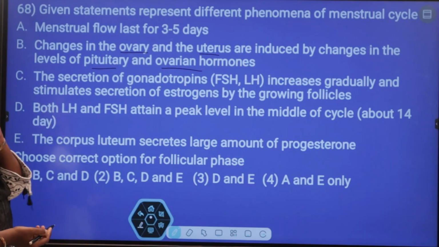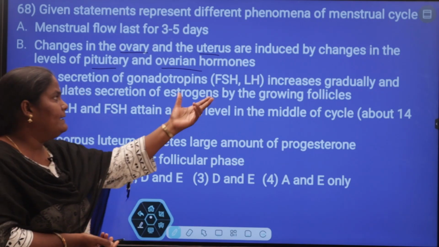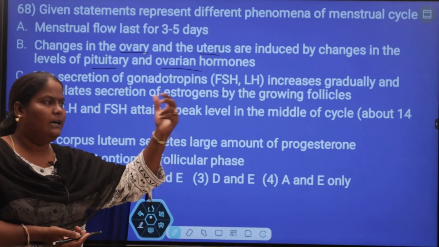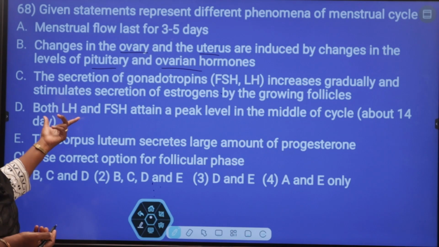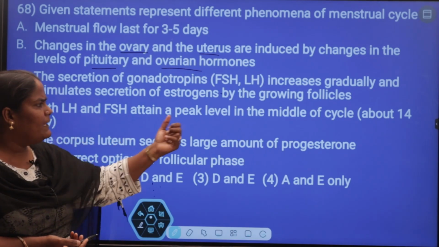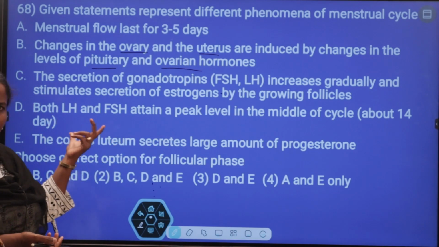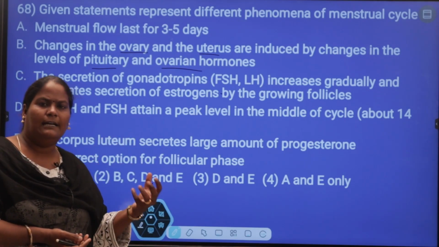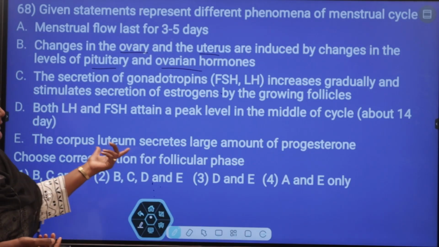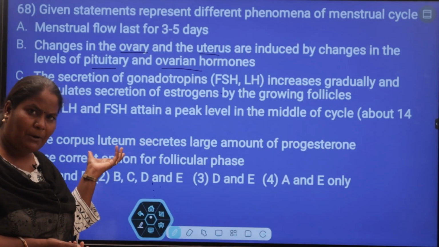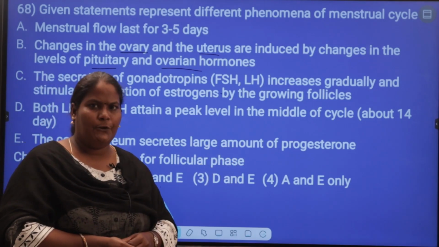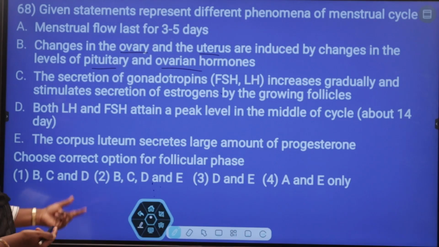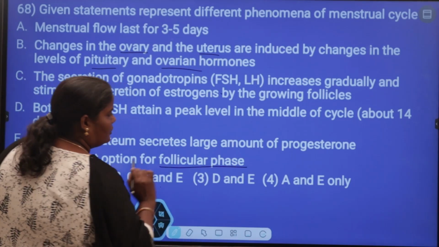Next is the secretion of the gonadotrophins, FSH and LH from the anterior pituitary. It increases gradually and stimulates the secretion of estrogens from the developing growing follicles. Next one, both LH and FSH attain a peak level in the middle of the cycle, about the 14th day. Yes, this statement is also true. During the ovulation phase, both LH and FSH increase. Next one, the corpus luteum secretes a large amount of progesterone. All the statements seem to be true. First, read this one. Choose the correct option regarding follicular phase.